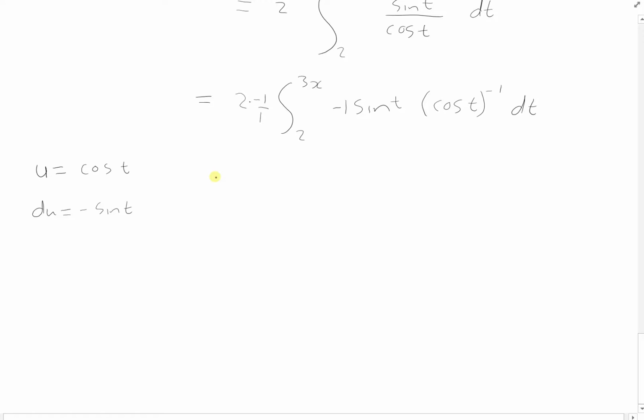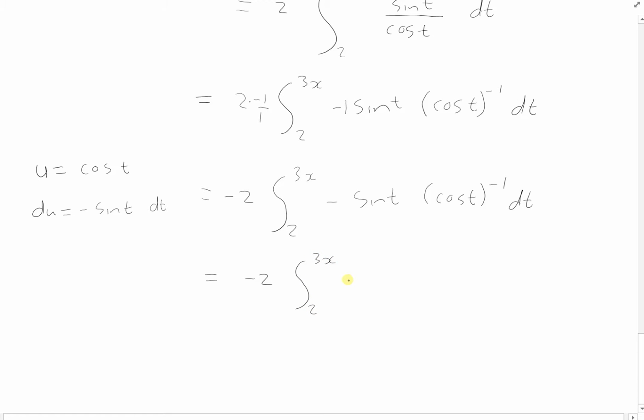So what we're going to have over here is negative 2 times the integral from 2 to 3x of negative sine of t times cosine of t to the negative 1 dt. Oh, by the way, this is dt, because I forgot to put that there. Now you can see that we've got our u as cosine of t and our du as negative sine of t. So what we can do now is replace them. I'm going from 2 to 3x.